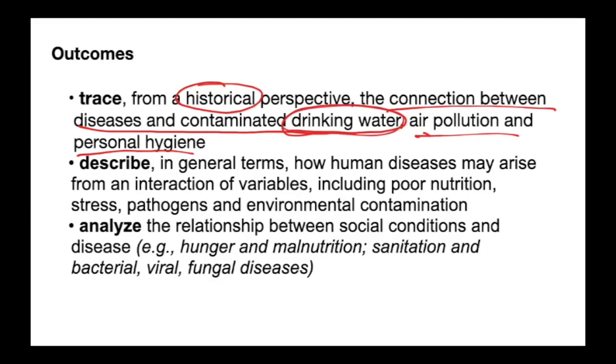I'm going to focus on the drinking water. Describe in general terms how diseases may arise from an interaction of variables like poor nutrition, pathogens, environment. And we're also going to look at the relationship between social conditions and disease.